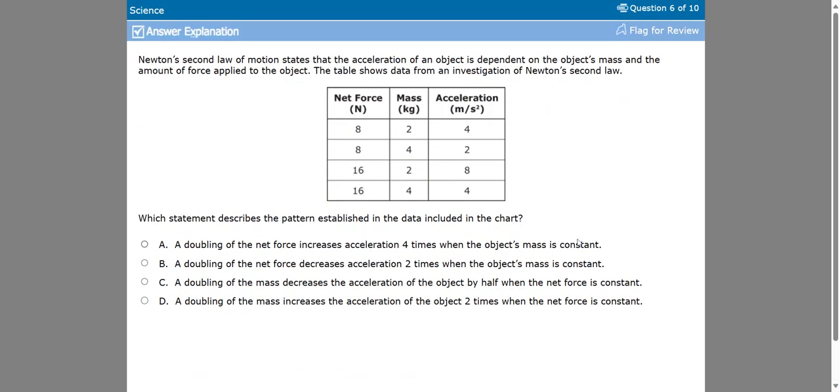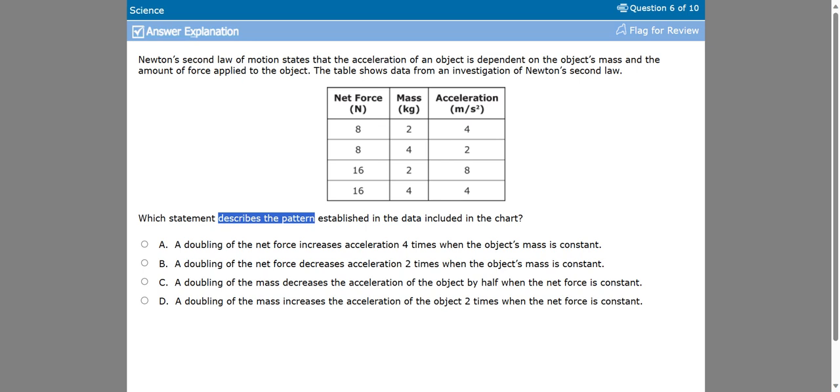The next one is showing data in this case. And again, notice how we're really reading graphs and charts and information. So here, this question is asking you which statement describes the pattern established in the data included in this chart. Notice this describes the pattern. And so describing the pattern is focused more on seeing trends that are happening in the graph.